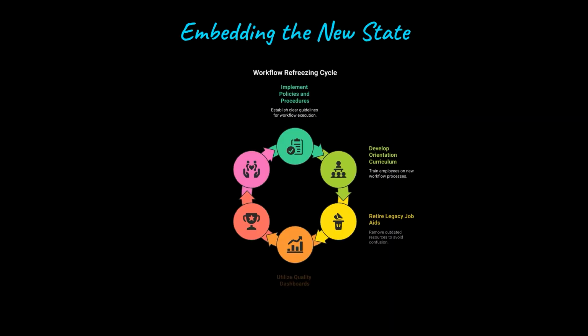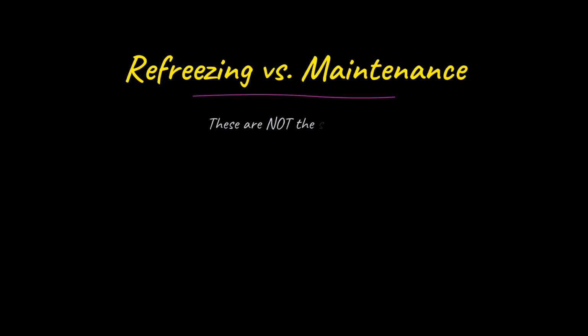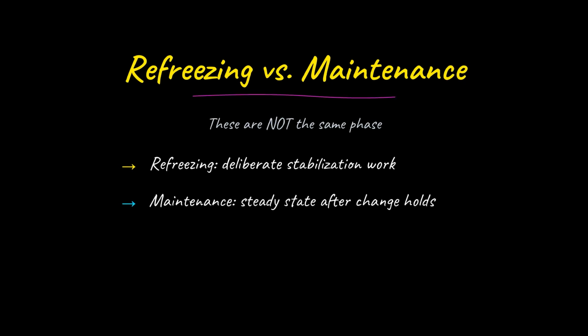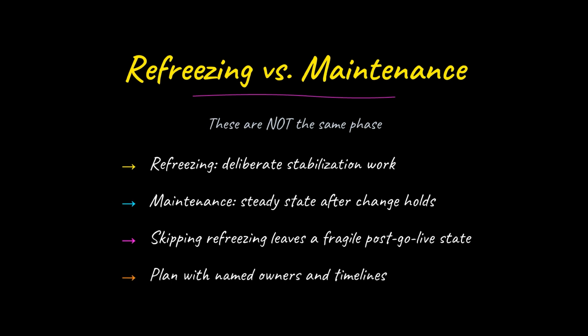Refreezing works through embedding. The new state must be reflected in policies, orientation, rewards, dashboards, and culture, structural elements that hold behavior in place long after the active implementation team has moved on. A common exam trap is confusing refreezing with maintenance. Maintenance assumes the change has already taken hold. Refreezing is the active work that makes that assumption true, and skipping it is the most common cause of implementation regression.